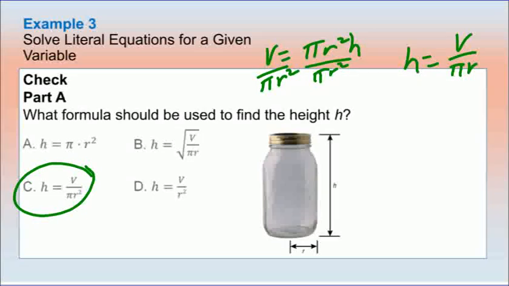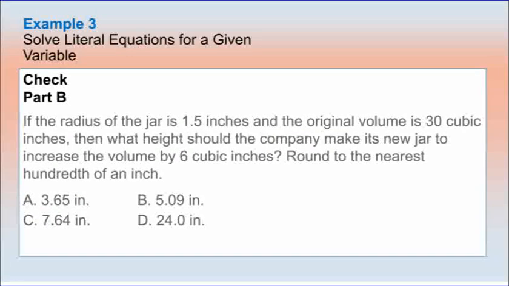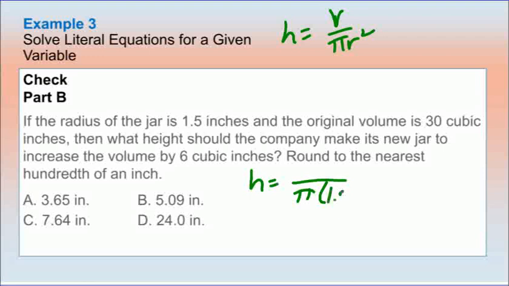Now that we know what formula to use, we are going to use that to solve this problem. So if we have h equals volume divided by pi r squared, it says the radius of the jar is 1.5 inches. So I have pi times the radius 1.5 squared. And the original volume is 30 cubic inches. What height should the company make its new jar to increase the volume by 6 cubic inches, rounded to the nearest hundredth of an inch?